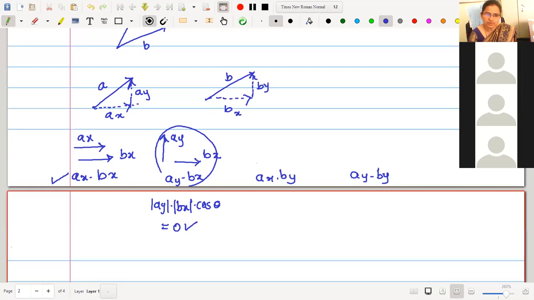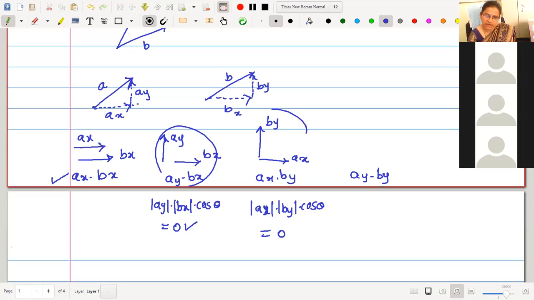Let us do similarly for the third possible combination. This is AX, the X component of A. This is BY, the Y component of B. Again with the usual dot product definition, this will be mod AX into mod BY into cos theta. Again the angle is 90 degrees, therefore the result is 0. Now let us go for the last combination. This is AY and this is BY.